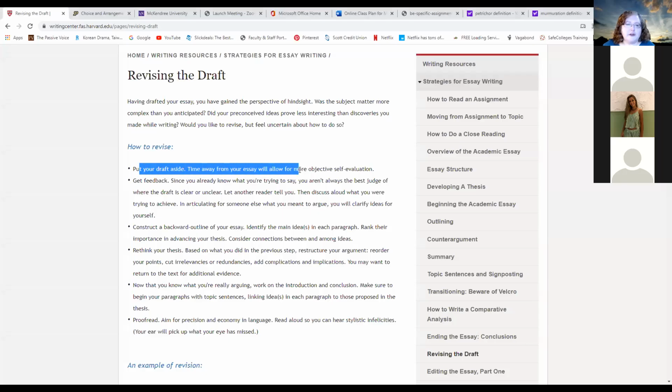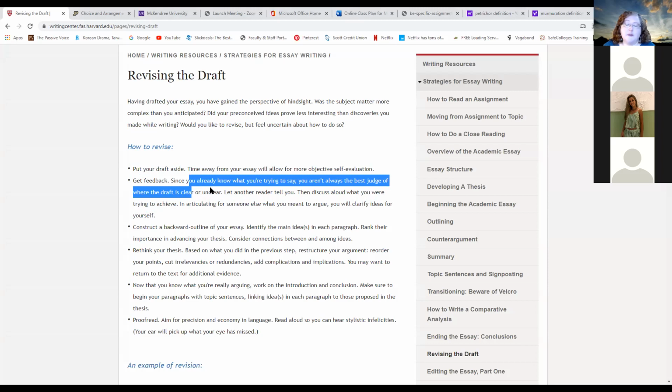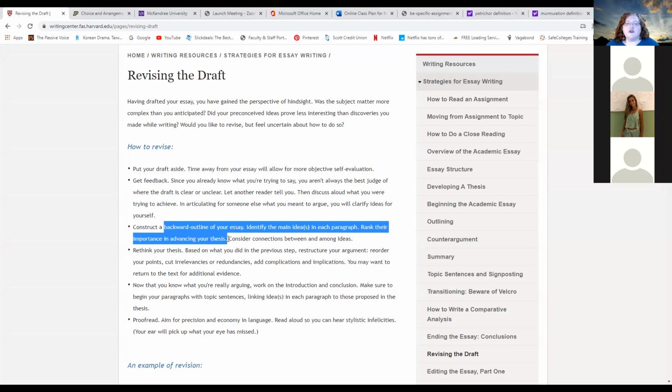So you've already put your draft aside. That gives you some time and space from it. You got feedback on Thursday, when you were giving each other some feedback. Here's another great idea: construct a backward outline of your essay. That basically means you look at each paragraph and you identify the main idea. This is great for spotting if there are ideas where they should not be, because if the main idea of that paragraph is to describe your dog, you look through that paragraph, and if you start talking about your cat, it's in the wrong paragraph.